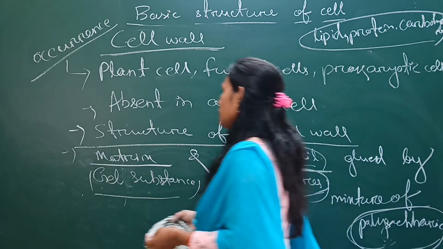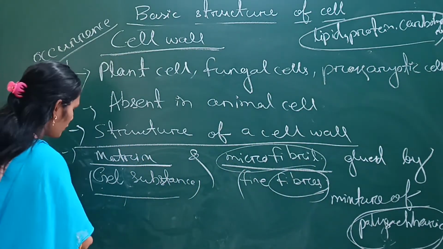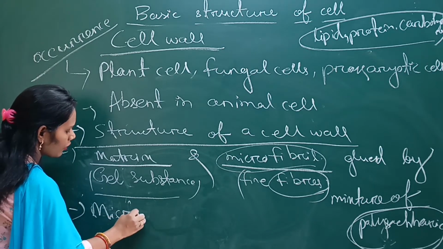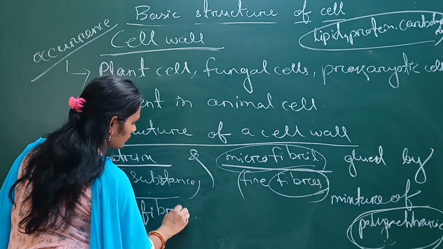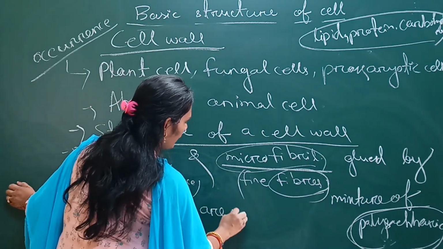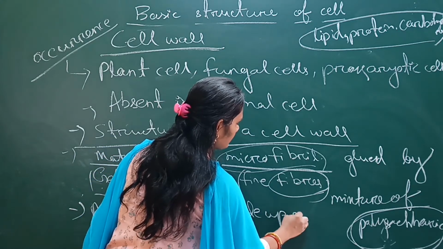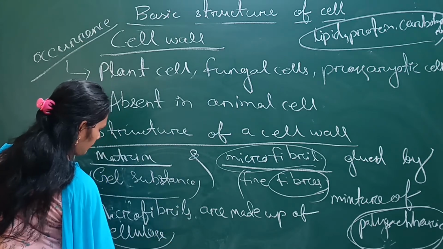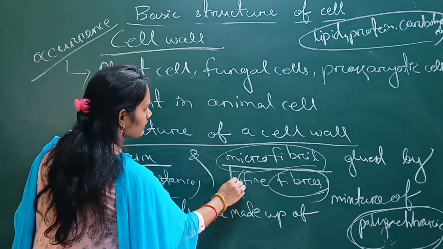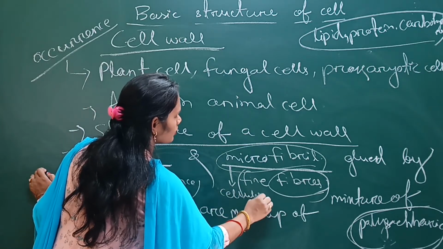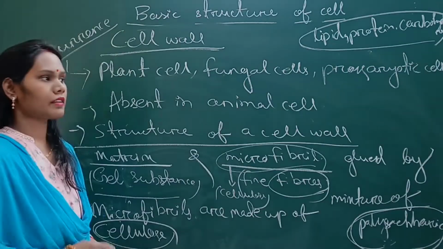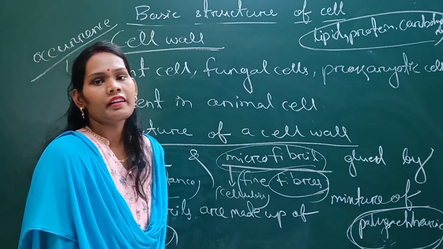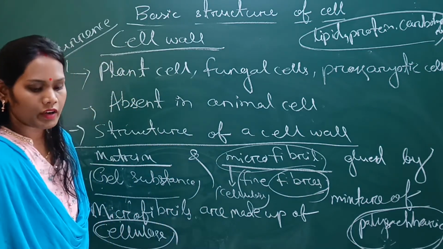Okay, the microfibrils are made up of a cellulose type substance. These microfibrils are made up of cellulose, which is the main component of the cell wall, which cannot be easily digested in our stomach, but it is easily digested in cattle, due to the presence of rumen bacteria.